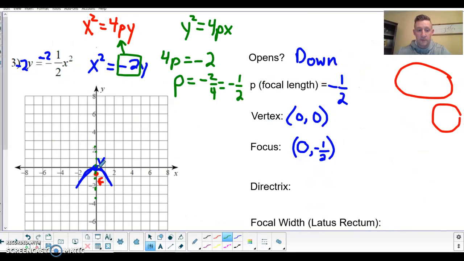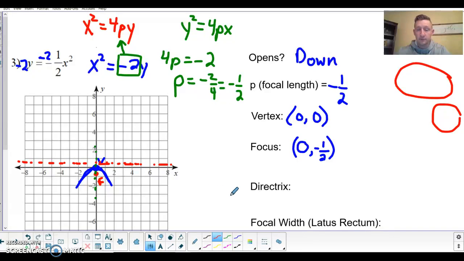So here we go. I went half a unit down to get to the focus. So that means I'm going to go half a unit up to get to the directrix. So half a unit up will be right about there. It's going to be a horizontal line then, half a unit above the vertex. I'm going to try and draw a nice dashed line. It's not great, but that's the directrix.